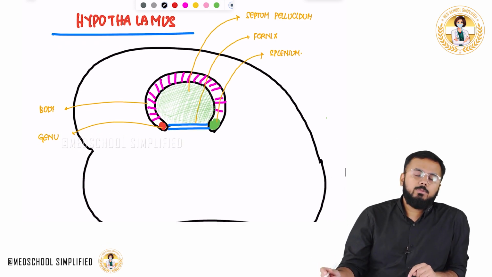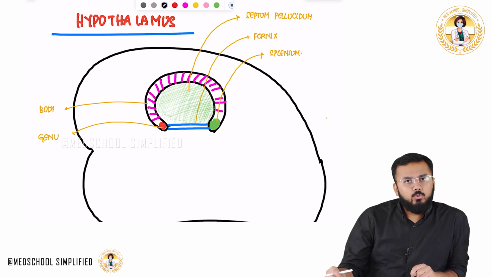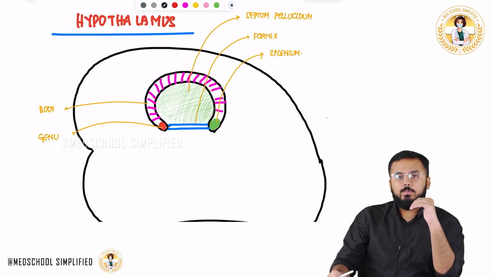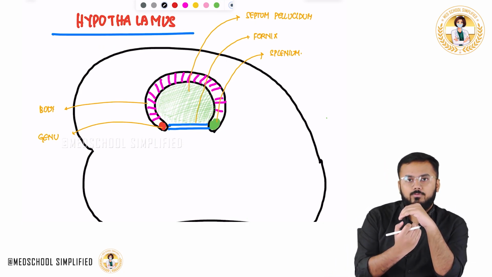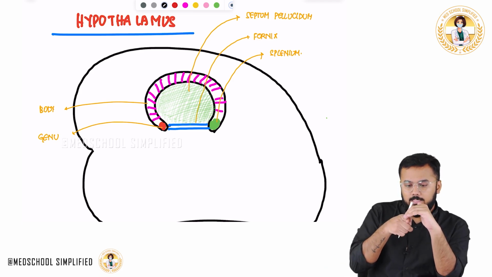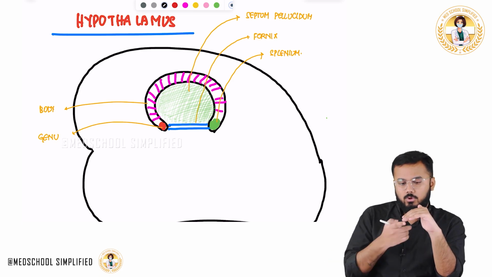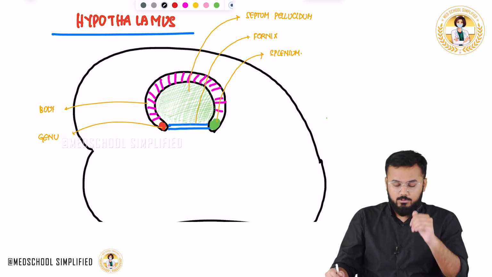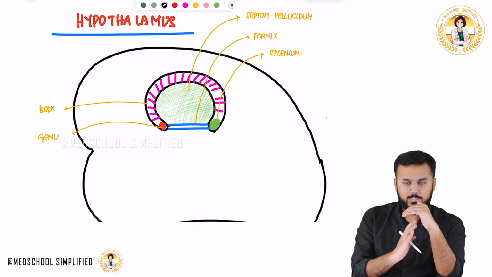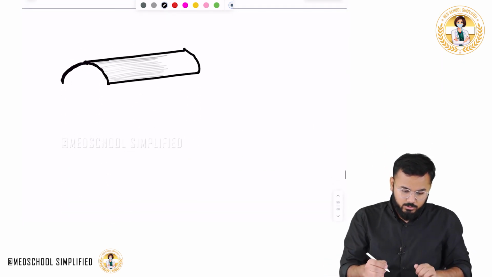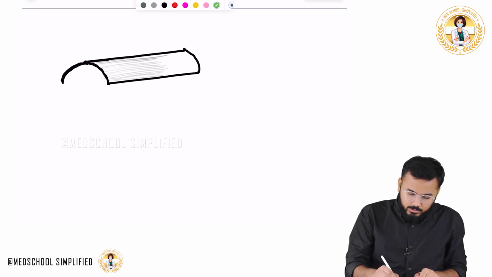Now, by looking at this picture from the side, what you might think? If this is corpus callosum and you are looking at it from the front side, you might think septum pellucidum is all over like this. But actually no, septum pellucidum is not all over the corpus callosum. Exactly, septum pellucidum is located in the center. So, if I draw this picture, you will understand.